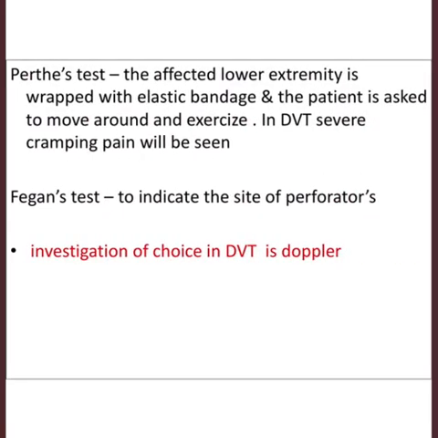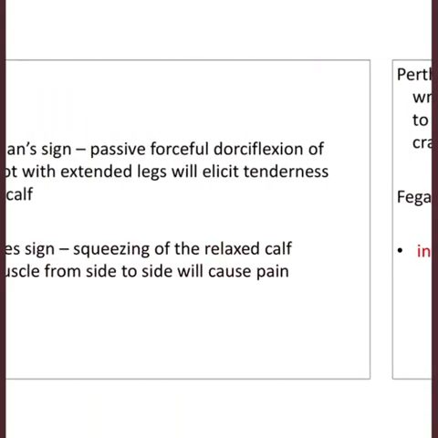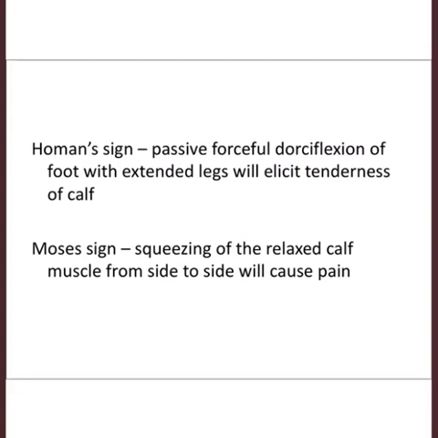For this test, the affected lower extremity is wrapped with an elastic bandage and the patient is asked to move around and exercise. In DVT, severe pain will be complained of. Fegan's test indicates the site of perforator. Investigation of choice in DVT is venous or arterial Doppler. The most common signs are the Homan sign and Moses sign.